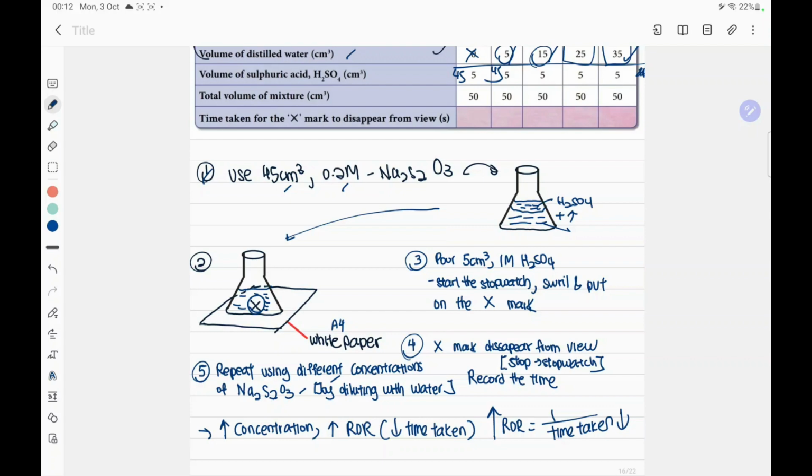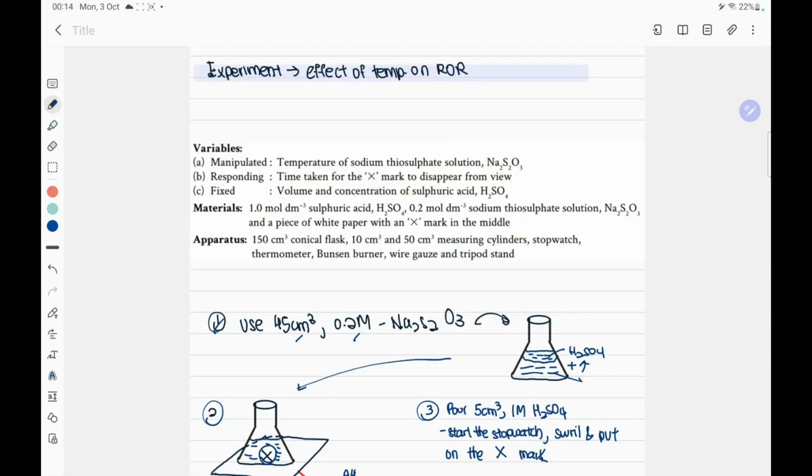We are going to be using sulfuric acid. We are going to be using the sodium thiosulfate solution. Now we are going to look at what happens if we change our manipulated variable to temperature. So now, the third experiment, we are going to see the effect of temperature on the rate of reaction. We all know that when the temperature increases, the rate of reaction increases. And this is our hypothesis. This is our smart guess.